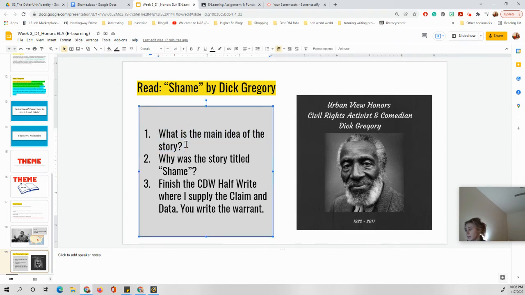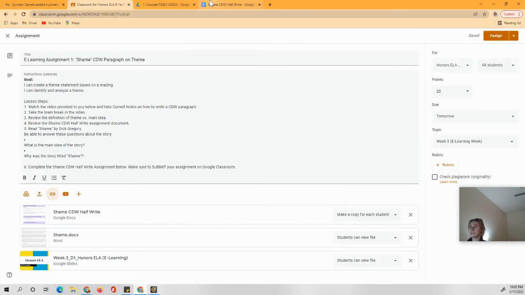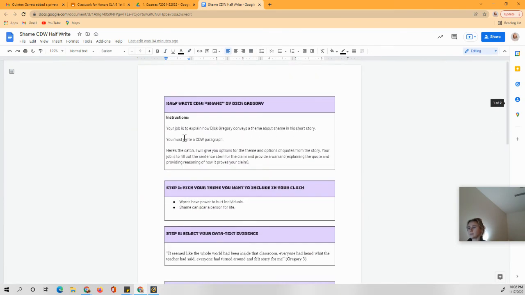First thing I want you to do is be able to answer, what is the main idea of this story? Why was the story titled Shame? Okay. Then you're going to finish the CDW half right. So this is going to be the assignment. It's called a CDW half right because I've halfway written the CDW for you. I supply the data. I want you just to write the claim and to write the warrant, okay? So let's take a look at it. This is what it looks like.